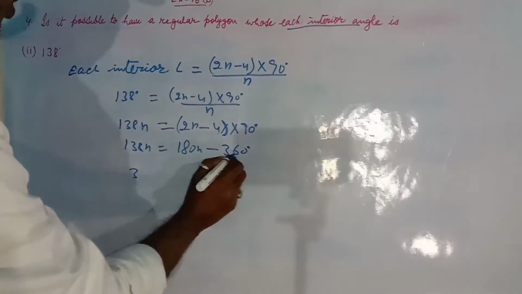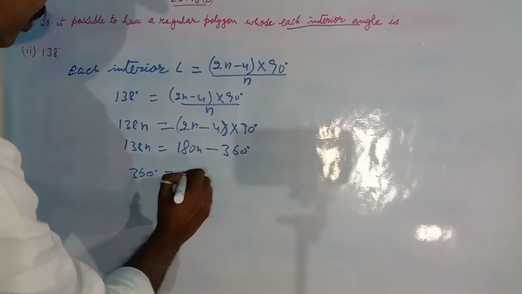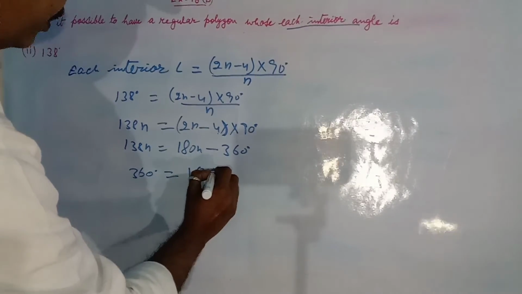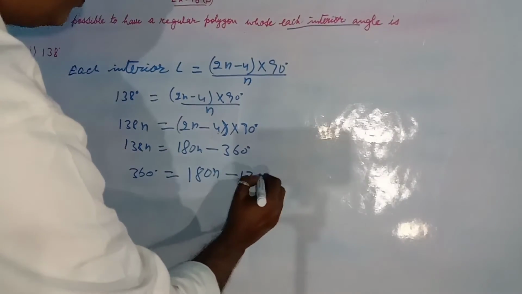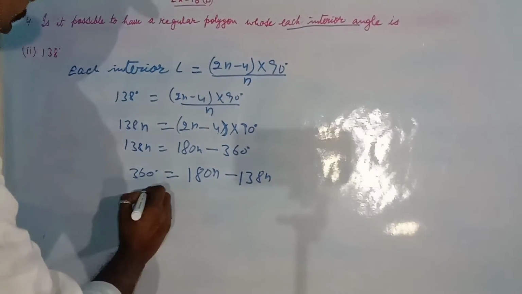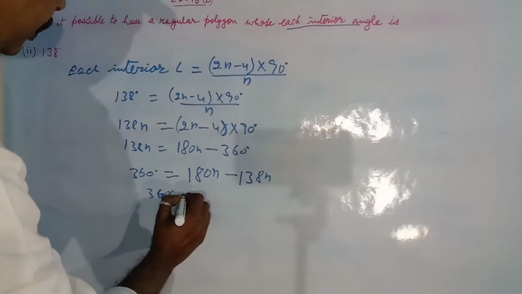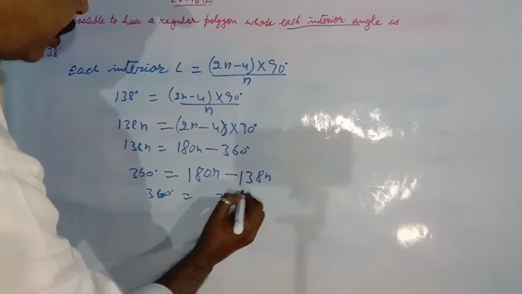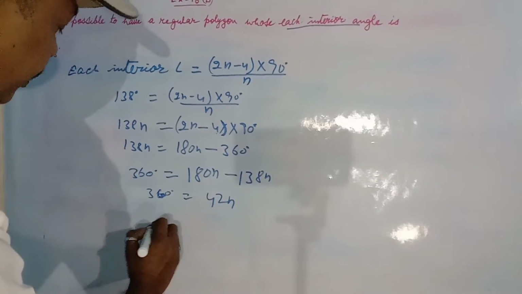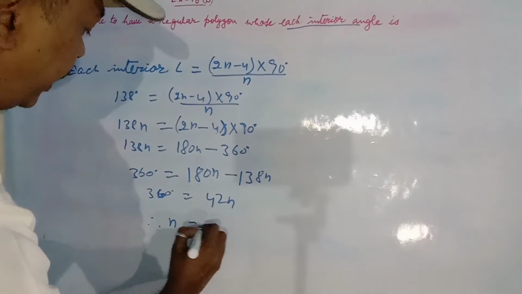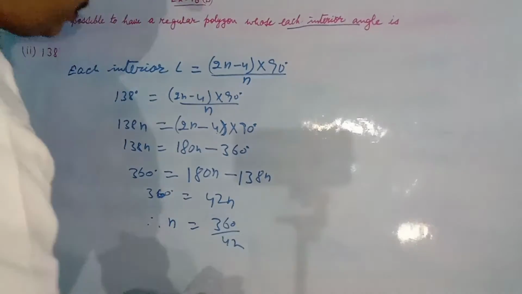Now 360 will be transposed here. 360 degrees equals 180n minus 138n. Then 360 degrees equals 42n. Then therefore the number of sides n equals 360 by 42.